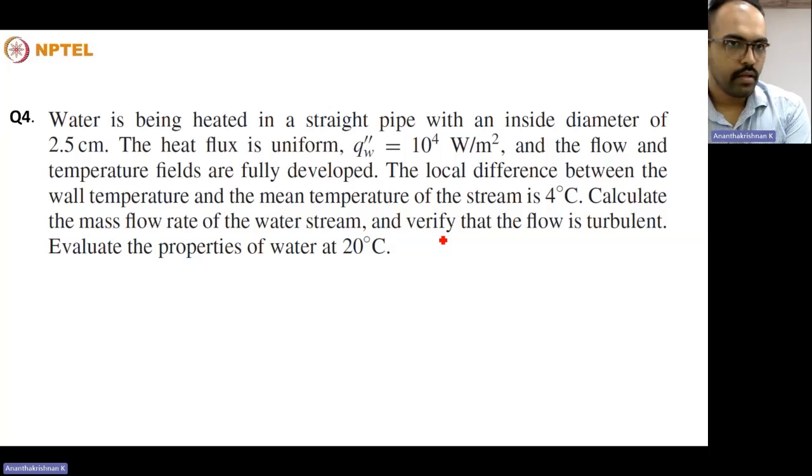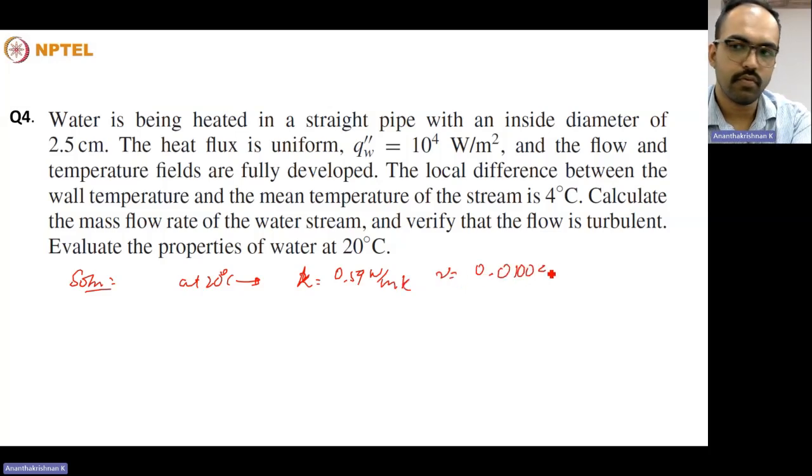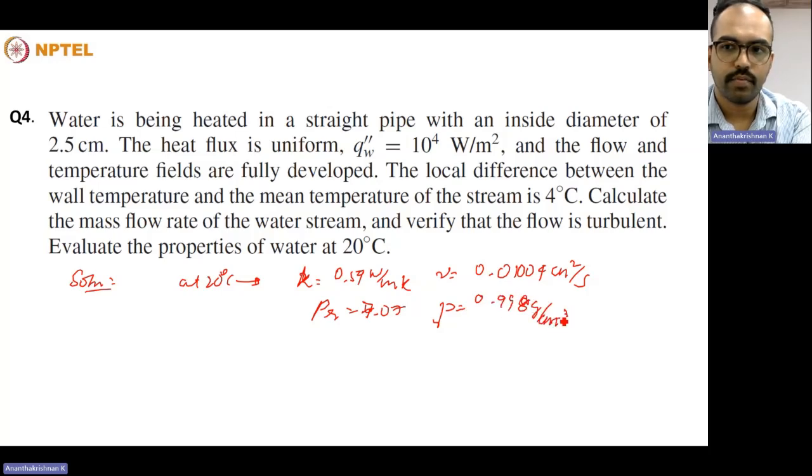So we assume that the flow is turbulent and then back calculate the velocity. That should be the approach in this problem. So it's a straightforward one. At 20 degrees Celsius, we calculate the water properties. The conductivity is 0.59, the same thing that we have been repeating. Mu is 0.01004 centimeters squared per second. Prandtl number is 7.07. Density is 0.998 gram per centimeter cube.